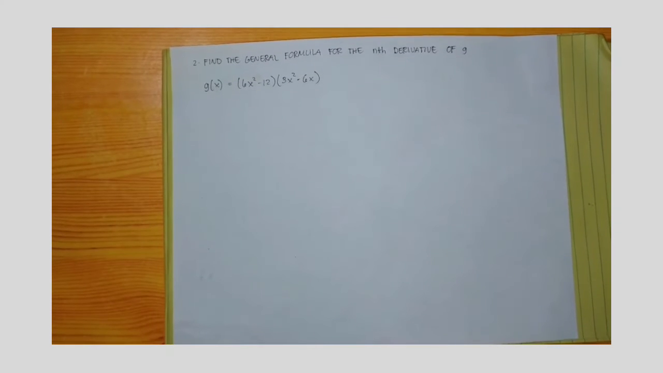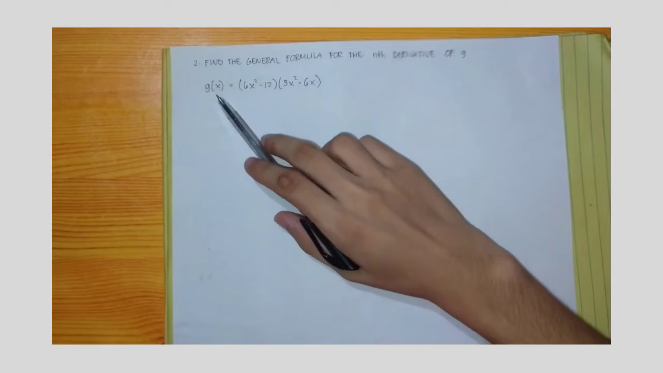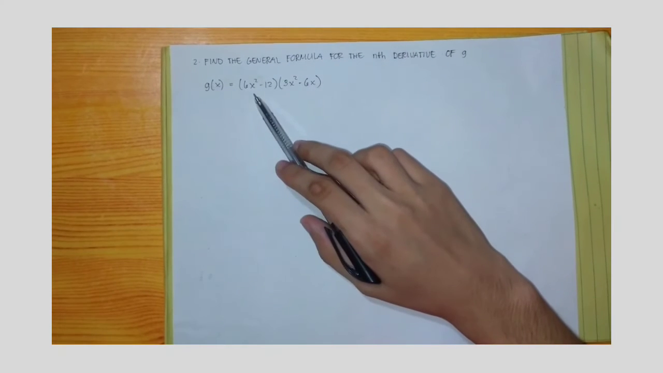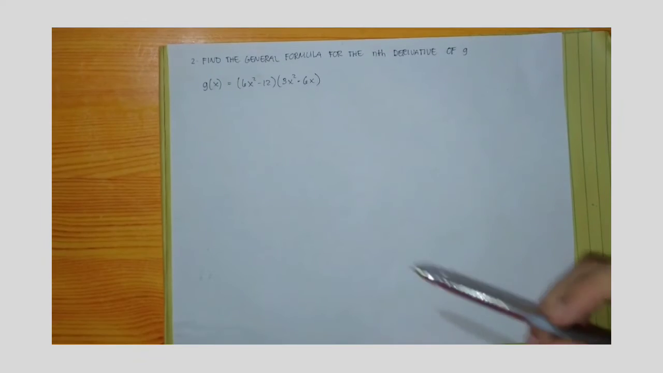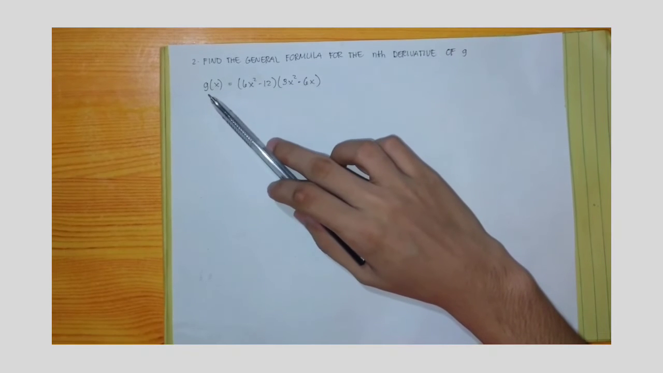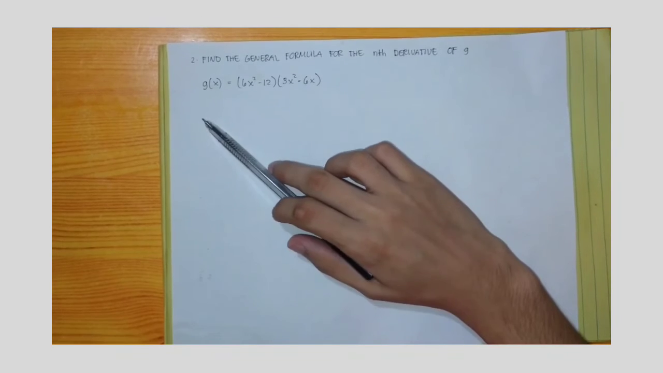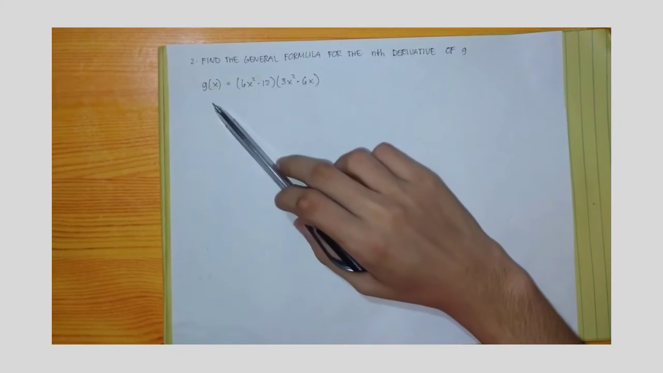For the number 2 example, we need to find the general formula for the nth derivative of g, where g of x is equal to the quantity of 6x squared minus 12 times the quantity of 3x squared minus 6x. In order to get the general formula, we need to differentiate the function until the derivative of g of x is equal to 0. To differentiate this, we need to apply theorem number 7.